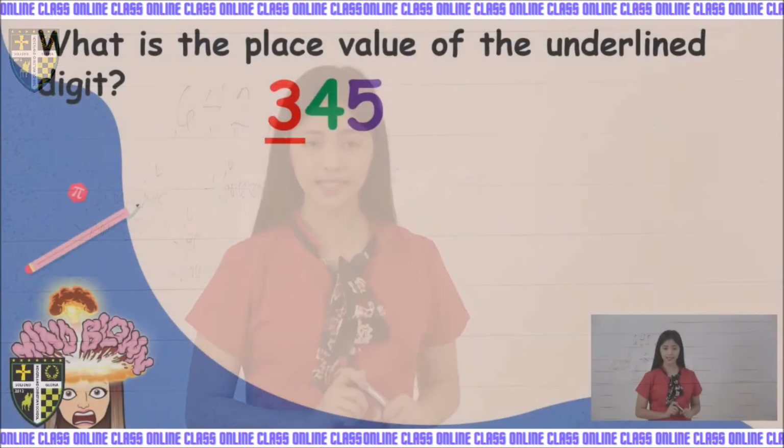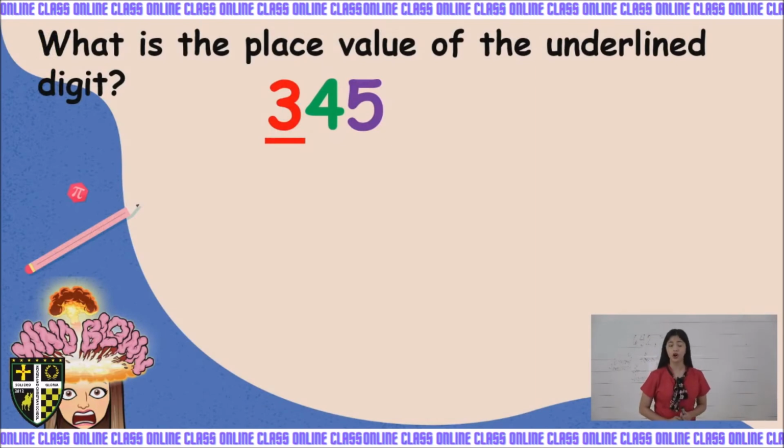What is the place value of the underlined digit? Now, we are getting the place value of the underlined digit. So, we have a number there, 345. Again, the number is 345. So, what is the place value of the underlined digit? And the underlined digit is the digit 3.